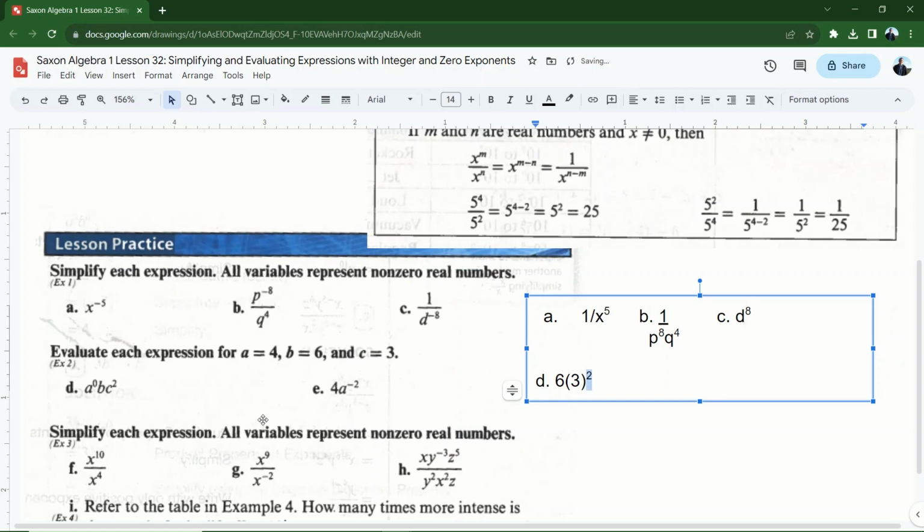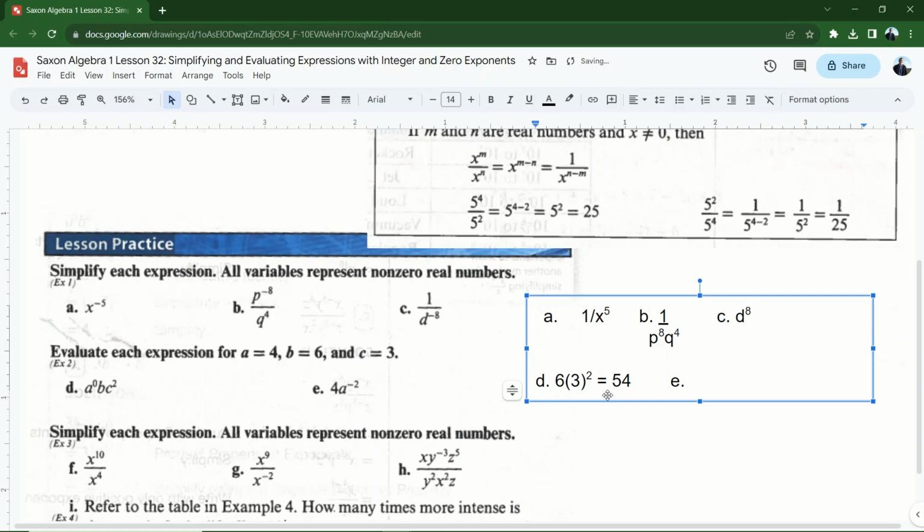Okay, 6 times 3 squared. Now, I can't tell you how many people I still see doing 6 times 3 first, and then raising to the 2nd power. That is not how this works. You have to do your exponent first, and then do the multiplication. 3 squared is 9. 6 times 9 is 54. That's letter D.